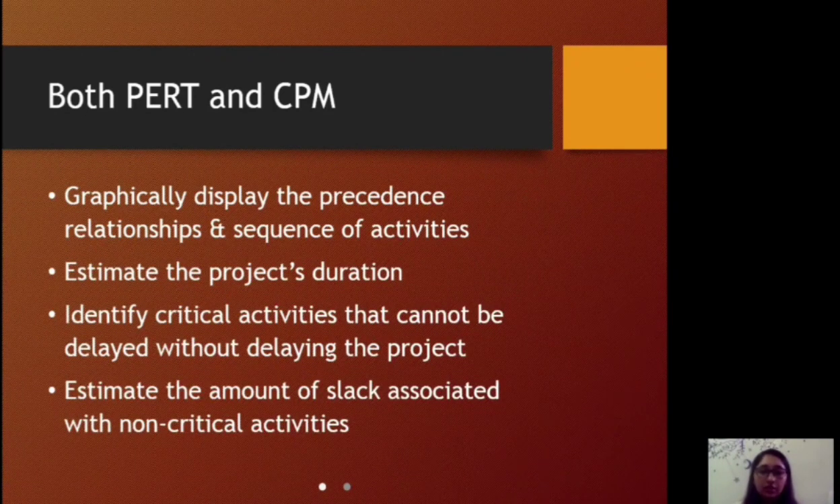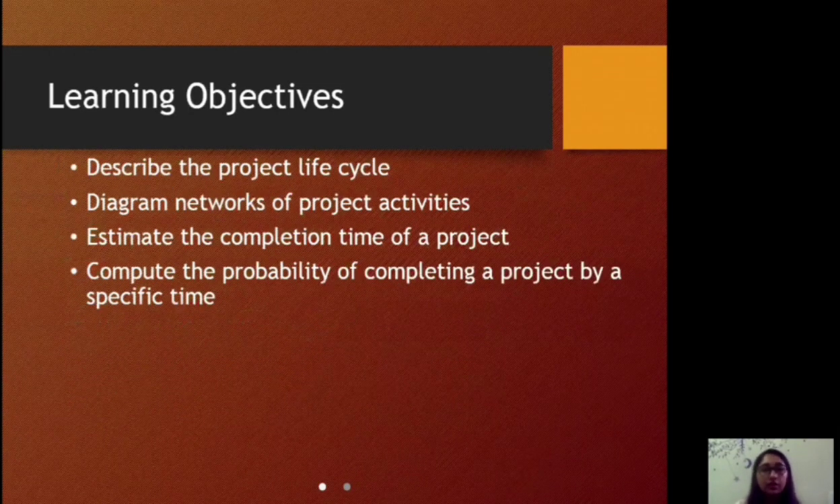The objectives are to find the precedence relationship and sequence of activities to estimate the project's duration, to identify critical activities that cannot be delayed without delaying the project, and lastly to estimate the amount of slack associated with non-critical activities. The learning objectives are to describe the project life cycle, to draw the network diagrams of the project activities, to find the estimated completion time of the project, and also to compute the probability of how much time the project will be completed by the given specific time.